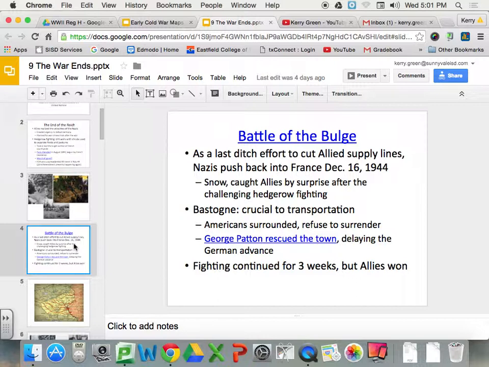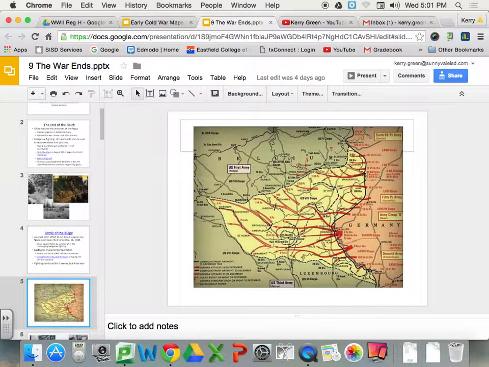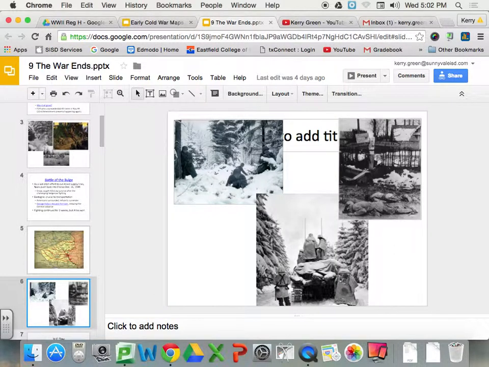George Patton and his tanks coming in and rescuing the town. And really being, I wouldn't say it's the last battle of the war, but it's the last offensive, defensive maneuver that we see, even though you've got battles. Understand that Germany surrenders by April. So really what's happening after the Battle of the Bulge, and these are some pictures of how cold it was.